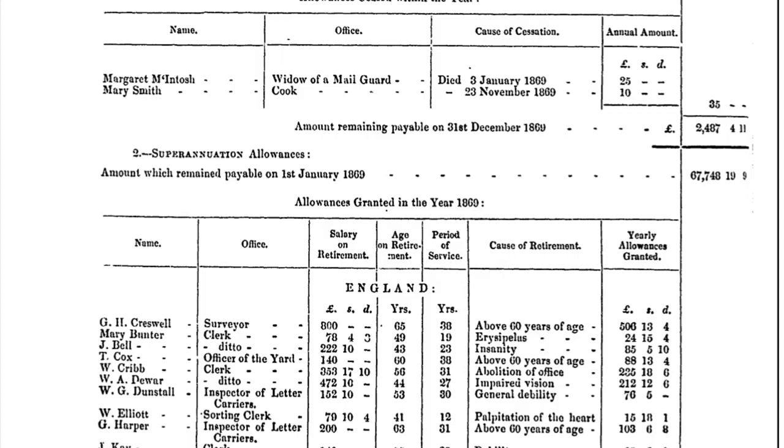And this is what a parliamentary paper looks like. This is the allowances granted in the year 1869, and it gives not just the name of the person, but also their office. It gives the salary on retirement, the age on retirement, and the period of service. So we can work out just from those two sets of information how long they worked for the post office and when they first started. And then it gives us the cause of retirement, and it also gives us the pension. So we can get quite a lot of information about the individual, their role, how long they worked, how old they were when they started, how old they were when they ended, and the reason why they had to retire.